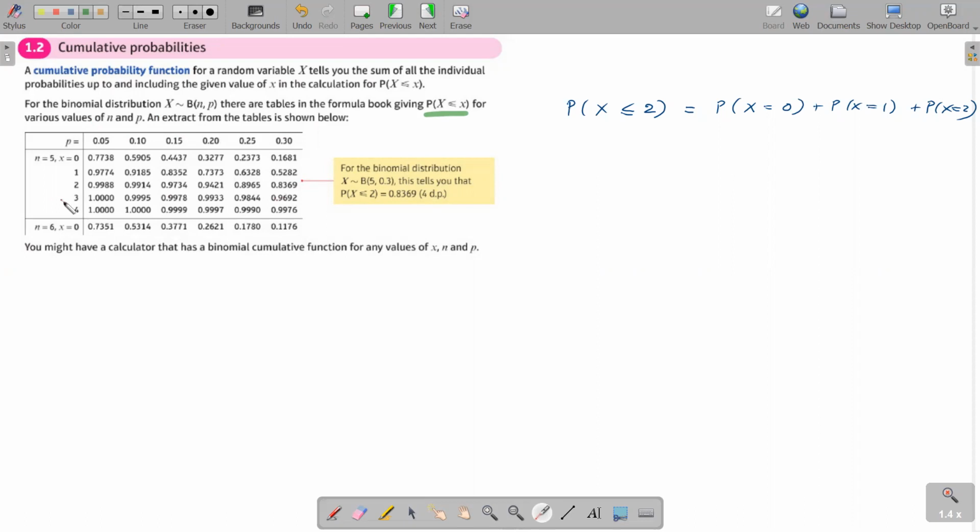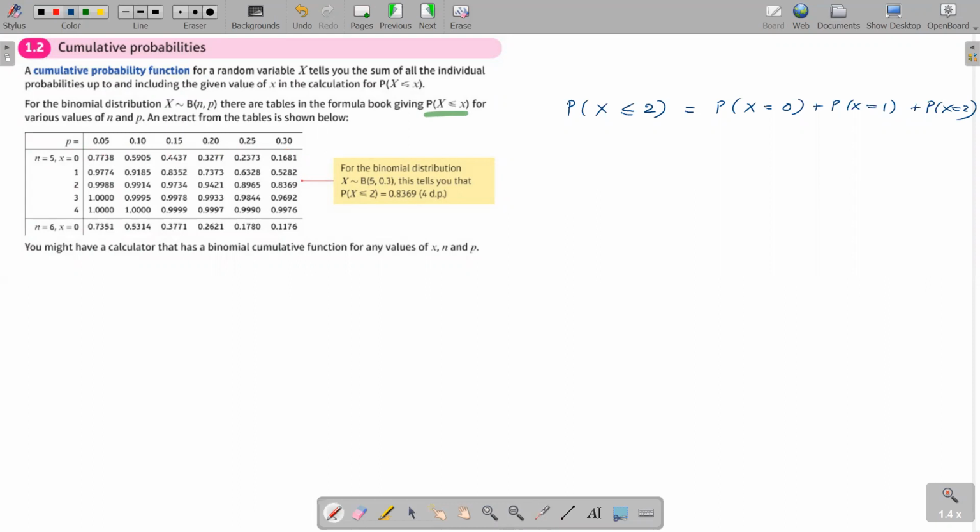So look at the table that they have given. In this table, they have given you a row and told you the n value they are using here is 5. N is equal to 5. Can you see that they are giving you different x values? X values 0, 1, 2, 3, and 4 are given to you. And they are giving you various probability values. They have given you some selected probability values, 0.05, 0.1, 0.15, and so on. Now let's see how we can actually use this table.